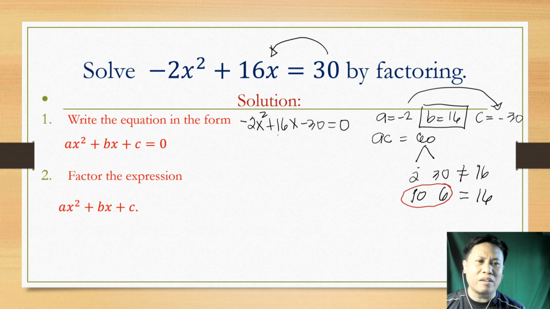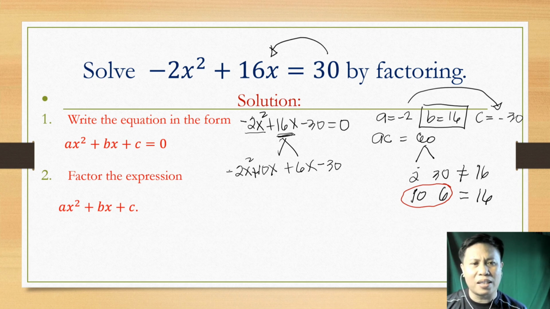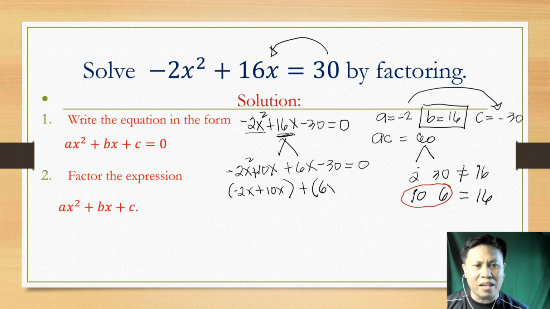So we are going to expand the linear term in the given quadratic equation. We expand this one, 10 and 6. Okay, so you have now 10x plus 6x. Then we prefix the quadratic term, negative 2x squared, plus, then suffix the constant, negative 30 equals 0. Then group the terms by 2. So negative 2x squared plus 10x, first group. Then the second group, 6x minus 30 equals 0.